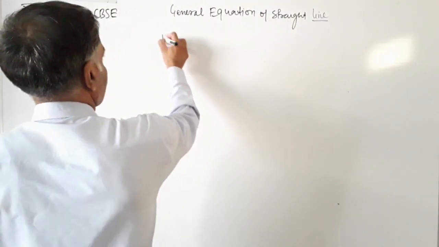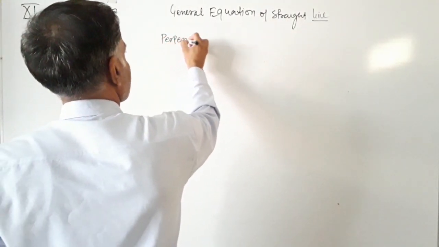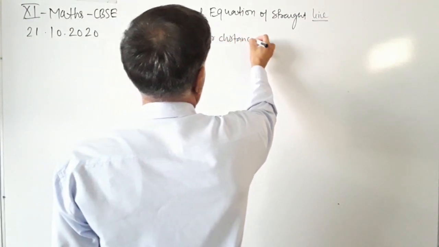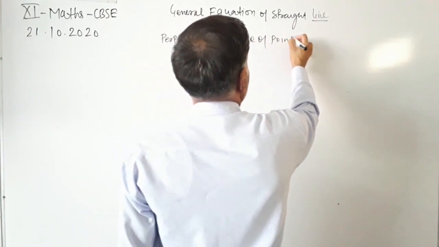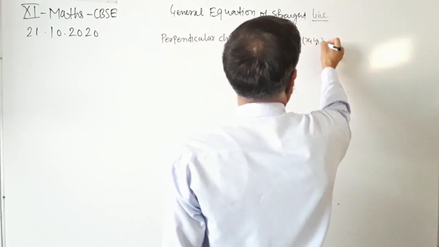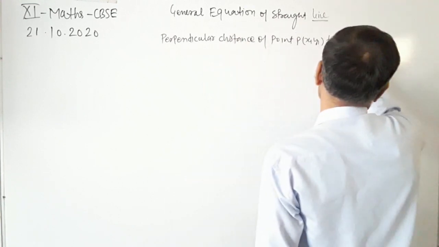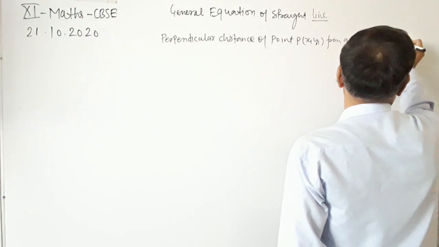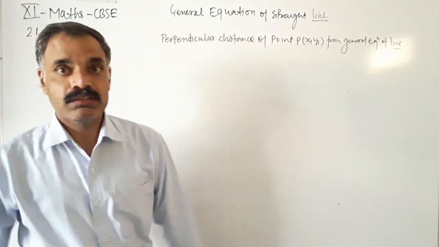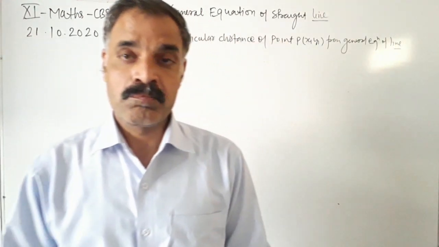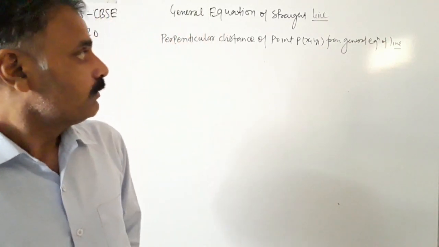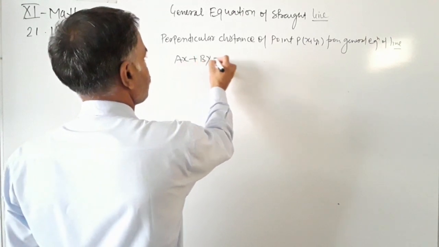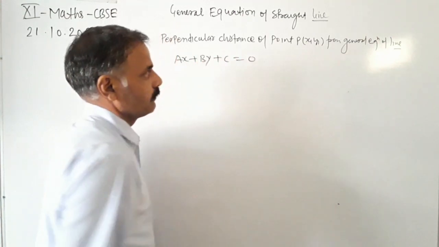Now the topic is perpendicular distance of point P(x1, y1) from the general equation of line. Okay, so this is our topic of discussion. Students, first of all, the general equation of line is ax plus by plus c equals 0.